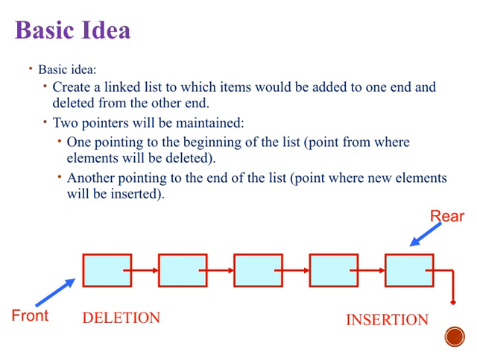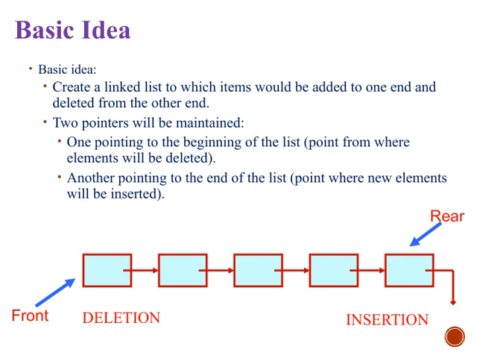The goal here is to create a linked list that allows us to efficiently add items at one end and remove them from the other. This structure is often called a queue, and it's really useful when you need to process data in a first-in, first-out manner. To manage this, we'll maintain two pointers, one pointing to the front of the list, which is where elements will be deleted, and another pointing to the rear, where new elements will be inserted. This way, we can easily keep track of where to add new items and where to remove old ones, making the process smooth and efficient.